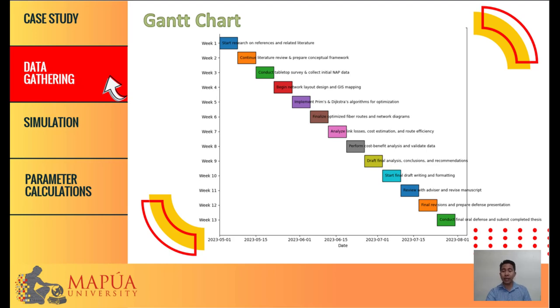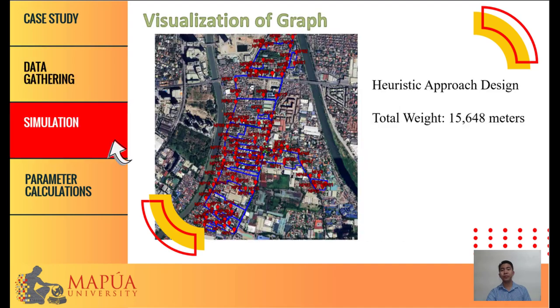The Gantt chart presents a 13-week structured timeline for the Practicum research, covering literature review, data gathering, network design and optimization using the Prim's and Dijkstra algorithms, performance and cost analysis, final writing, and culminating in the defense presentation and manuscript submission, ensuring a systematic and efficient progression aligned with academic and practical goals.